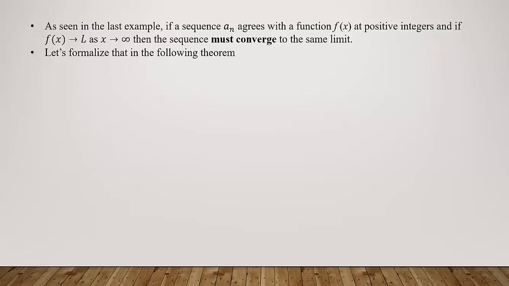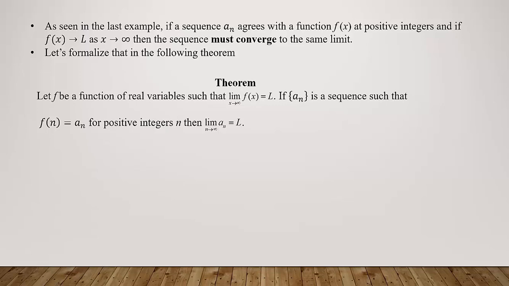And what we need to do now, though, is formalize this whole idea in a theorem. So here's the theorem. Let f be a function of real variables such that the limit as x approaches infinity of f of x equals L. If a sub n is a sequence such that f of n equals a sub n for the positive integers n, then you must have the limit as n approaches infinity of a sub n equals L.